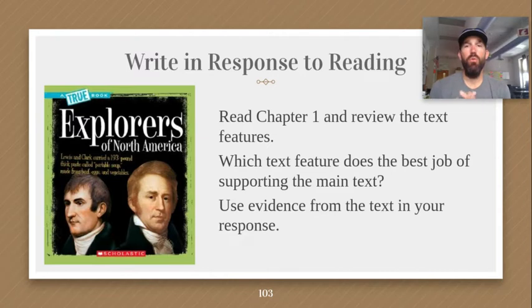So what you want to talk about in your writing today is which text feature does the best job of supporting the main text. So which thing in there is the best at helping you better understand the content. For example, you might say that the map is the best text feature because it shows us exactly where Erikson went on his voyage. You might argue something else, but make sure you provide examples from the text to support your answer. Don't just say, the best text feature is the map, period. Tell me why, explain, give some more information.